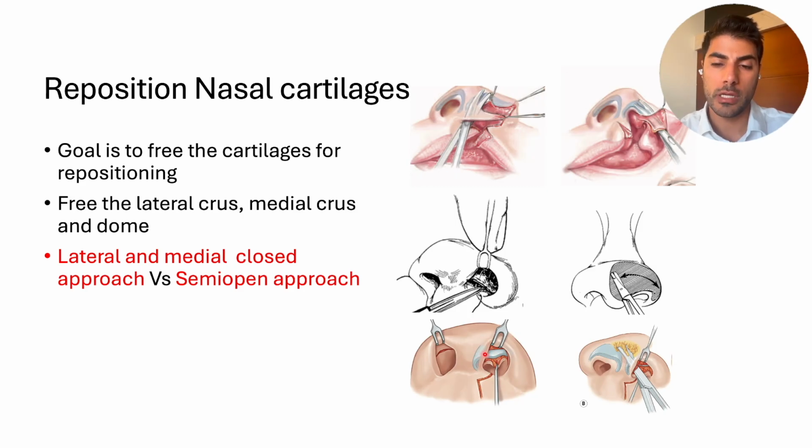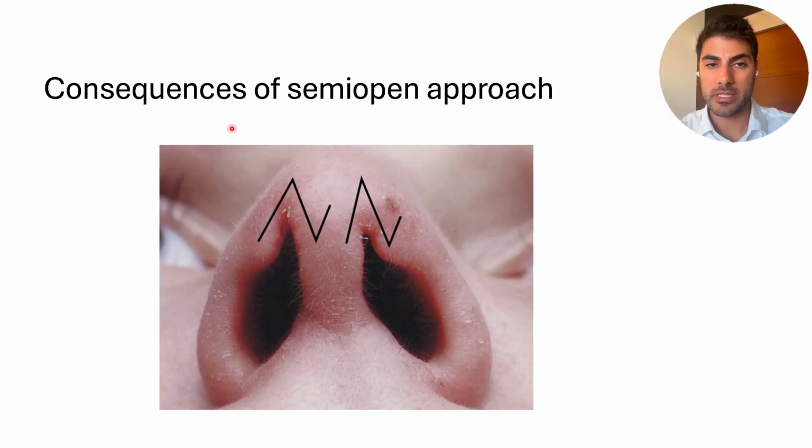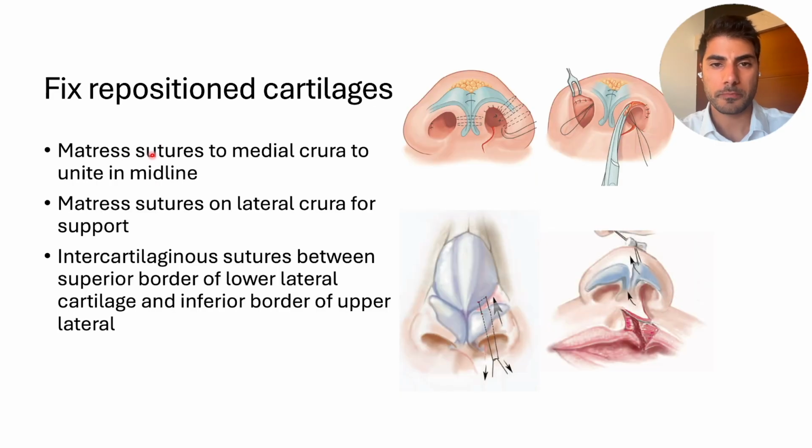At the cost of directly visualizing the cartilage, what will happen is, for example, this is a consequence of the semi-open approach, where as the baby grows, we can see here the notch that we will have in the soft triangle because we caused a scar there by using the semi-open approach. So after freeing the cartilages, as we said, we want to reposition them. The repositioning usually happens with a percutaneous method of sutures.